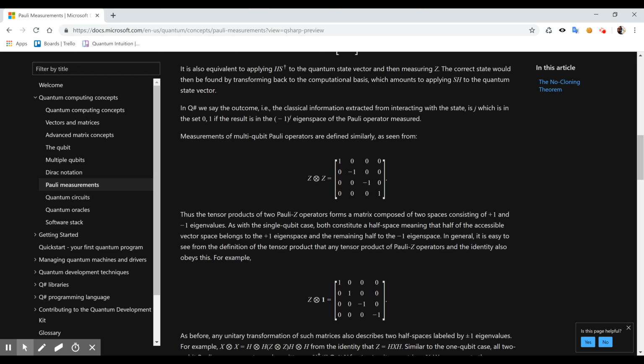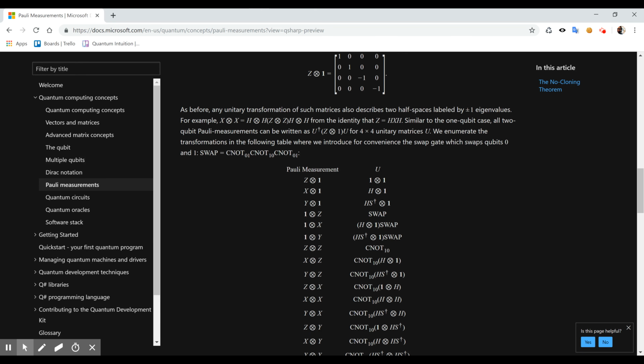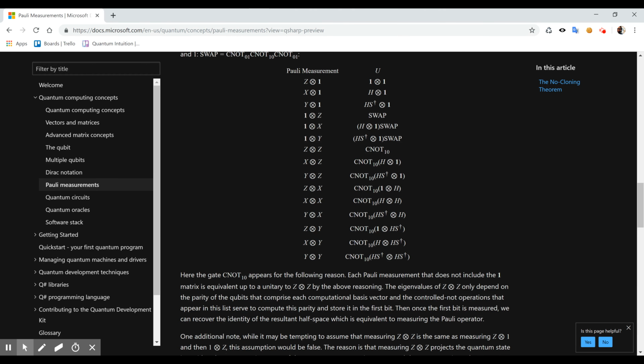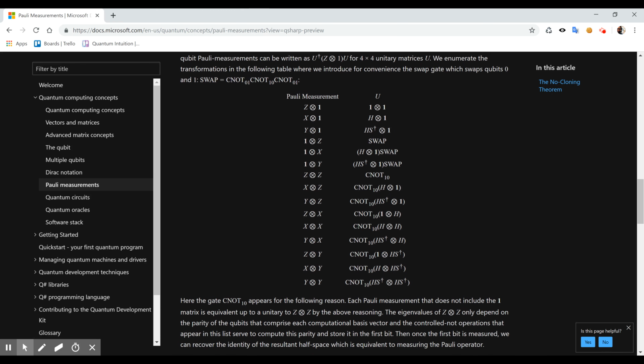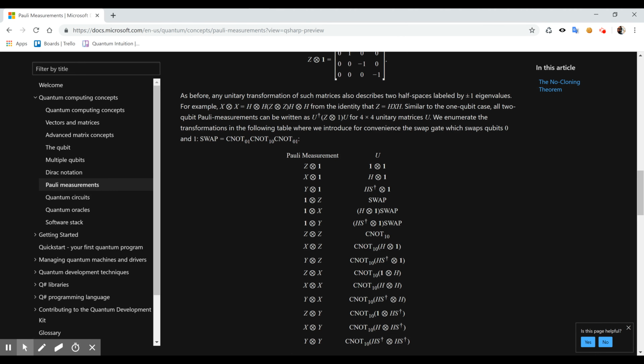Definitely similar as seen for that's a product of... oh, okay. Wait a second. That looks like a sort of a cheat sheet. As before, any unitary transformation of such matrices goes to half spaces labeled. It just feels like this is not needed to just read all that stuff. Okay. X is Hadamard, Y is HS. So those are the equivalents. Maybe I should read that.